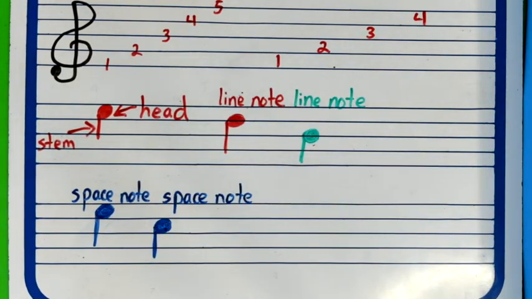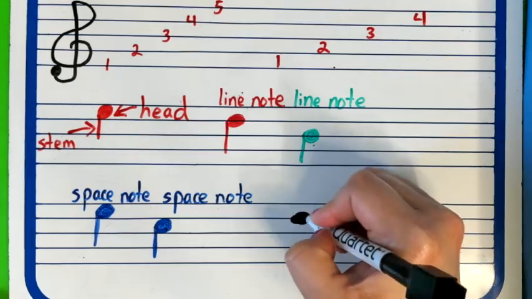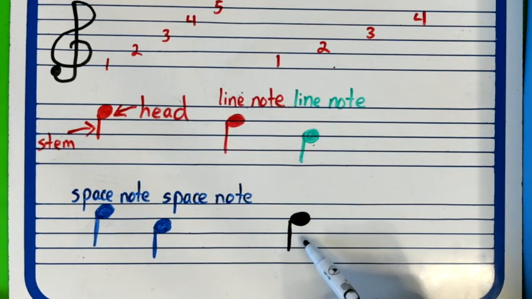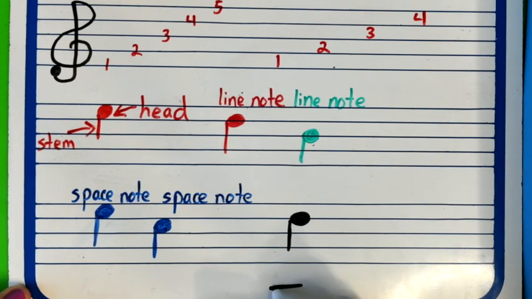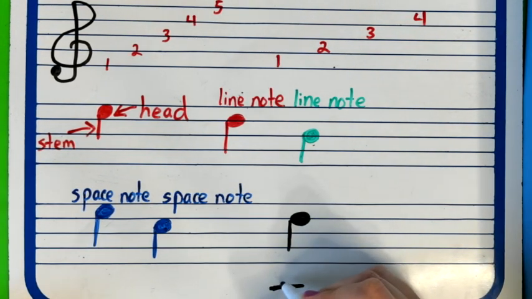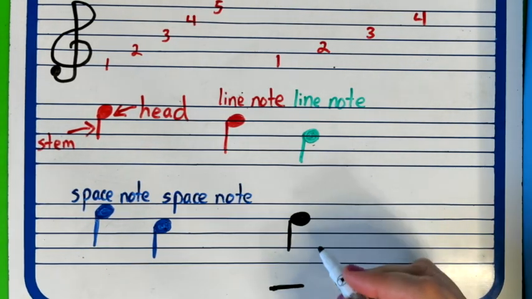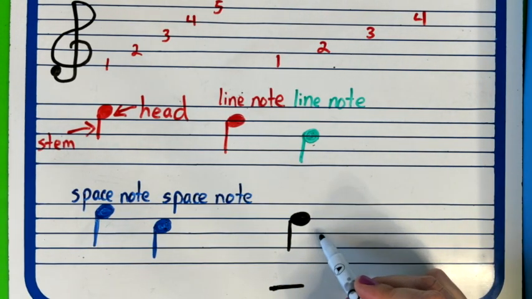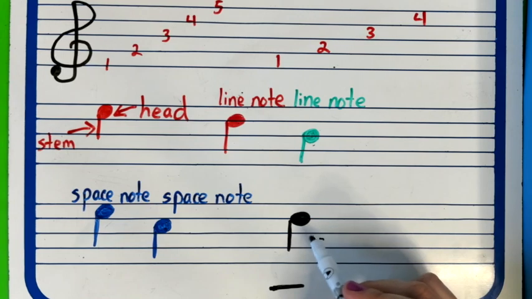Now let's practice. Are these line notes or are these space notes? Is this note right here a line or a space note? I'm going to put a little blank right here. We're going to write down line or space. Okay, so go ahead and take a second and look carefully. Is this a line or is this a space note?